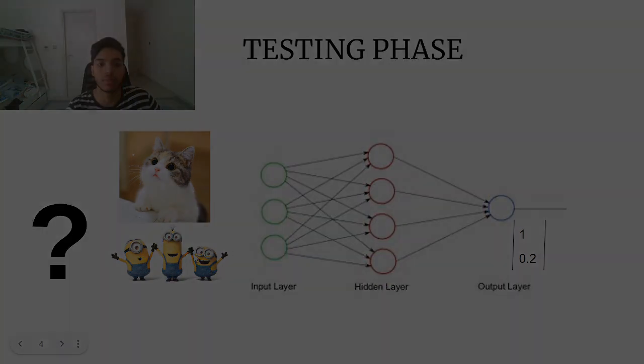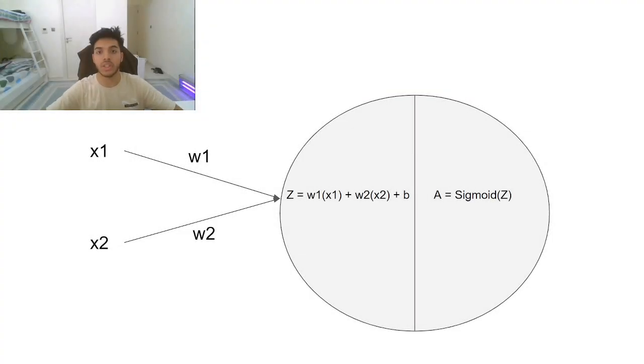And then a value of 0.2 means that there's a 20% chance that the image contains a cat. Now I'm going to give a bit more detailed explanation as to how the neural networks work and what are the calculations that take place. So here we have a single neuron on the right, and we have these inputs on the left, x1 and x2. And we have these lines which connect each of these inputs to the neuron.